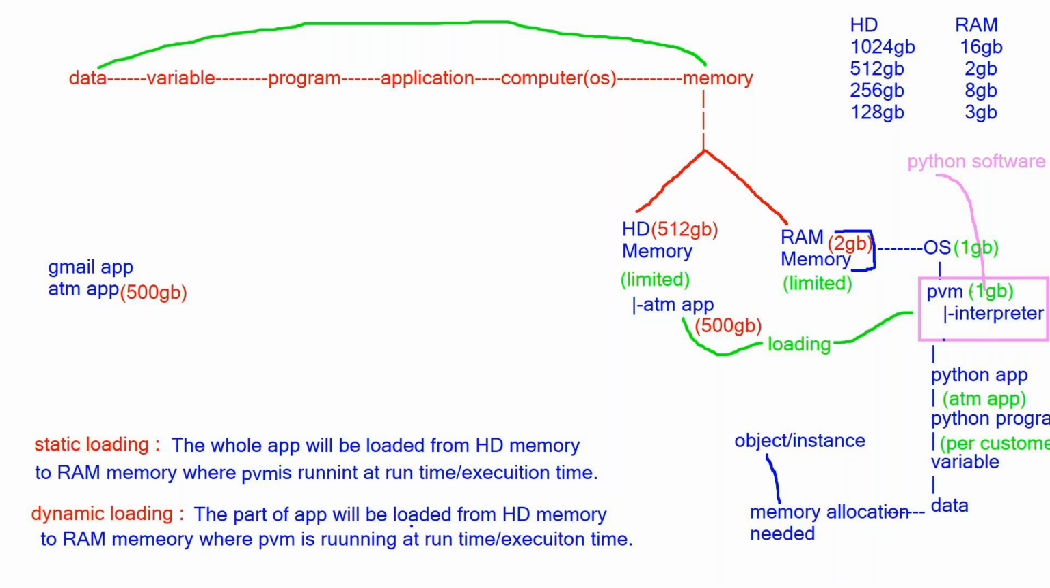Whenever you swipe, or whenever you want to process details, only then will it be loaded and occupy memory. That's why it is called dynamic memory allocation. Any dynamic memory allocation is called an object or instance. An object or instance is a memory allocation for loaded data, of the variables created inside the program, at runtime or execution time.